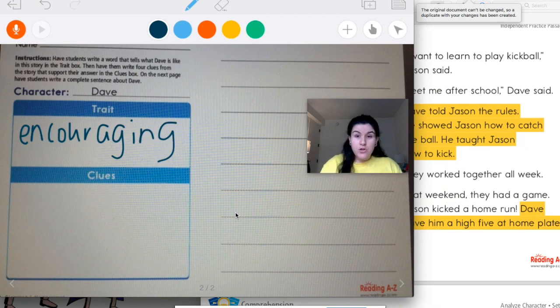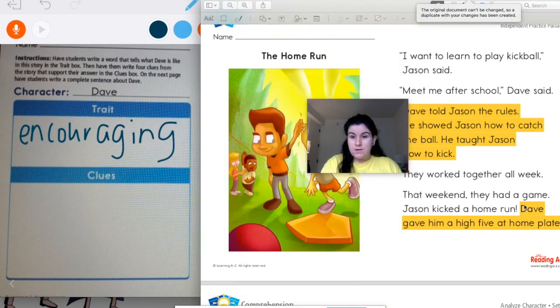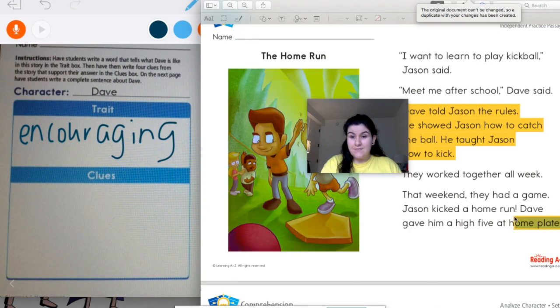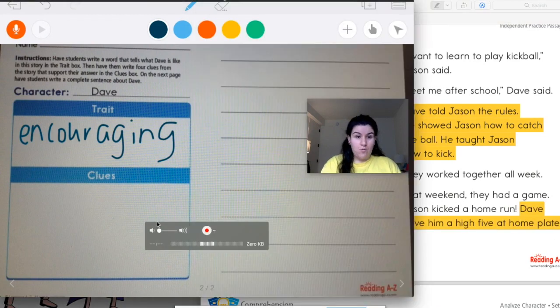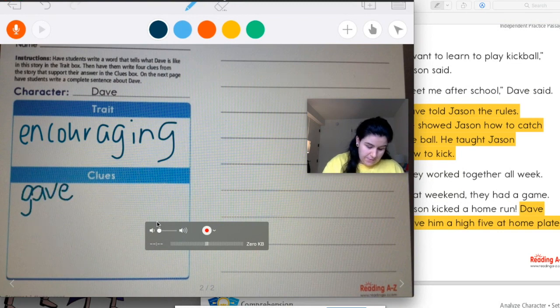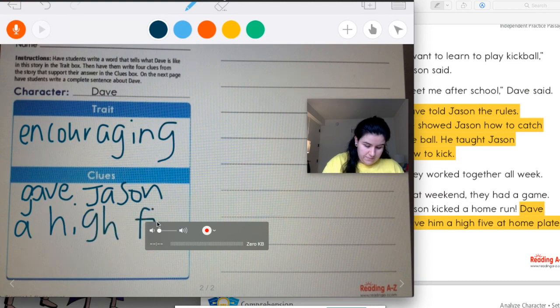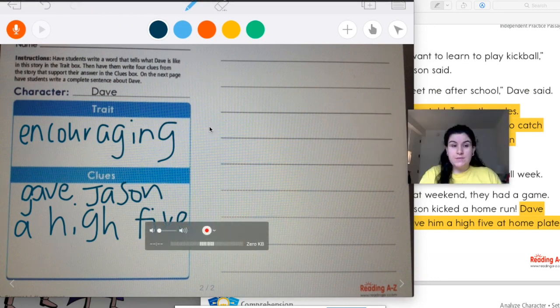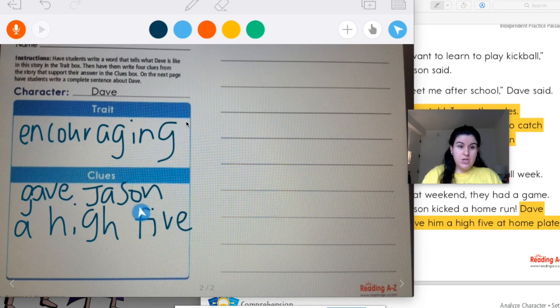And the example, the clue that I have from the story is what we just talked about, right? Right over here, that Dave gave him a high five at home plate. And I don't have to write in a full sentence here. I'll just write down my example. So he gave Jason a high five. Awesome. So now all I'm going to do is I'm going to take my trait that I wrote here and I'm going to take my clue and I'm going to put it into one complete sentence.